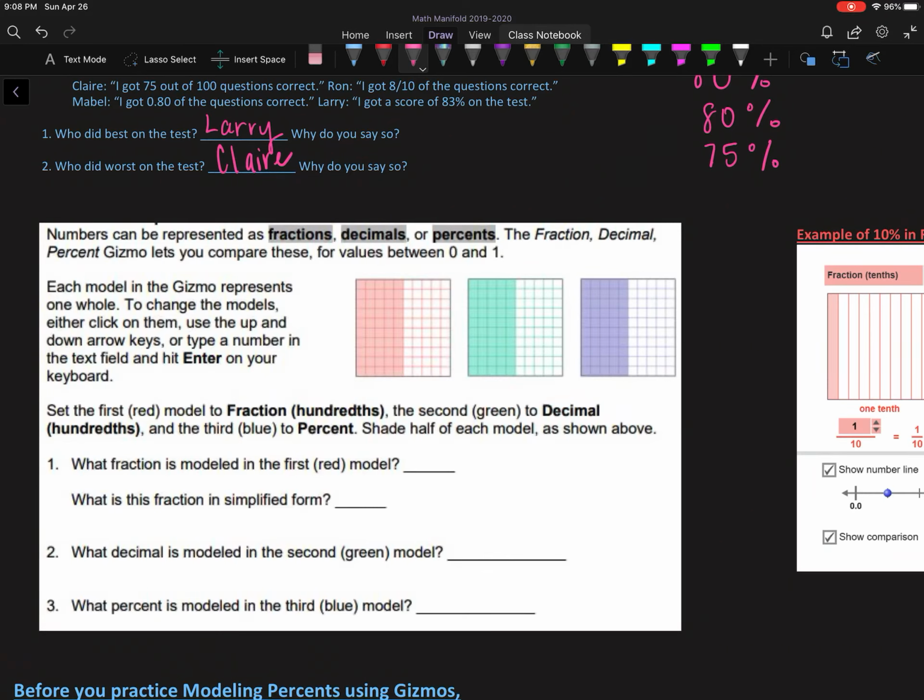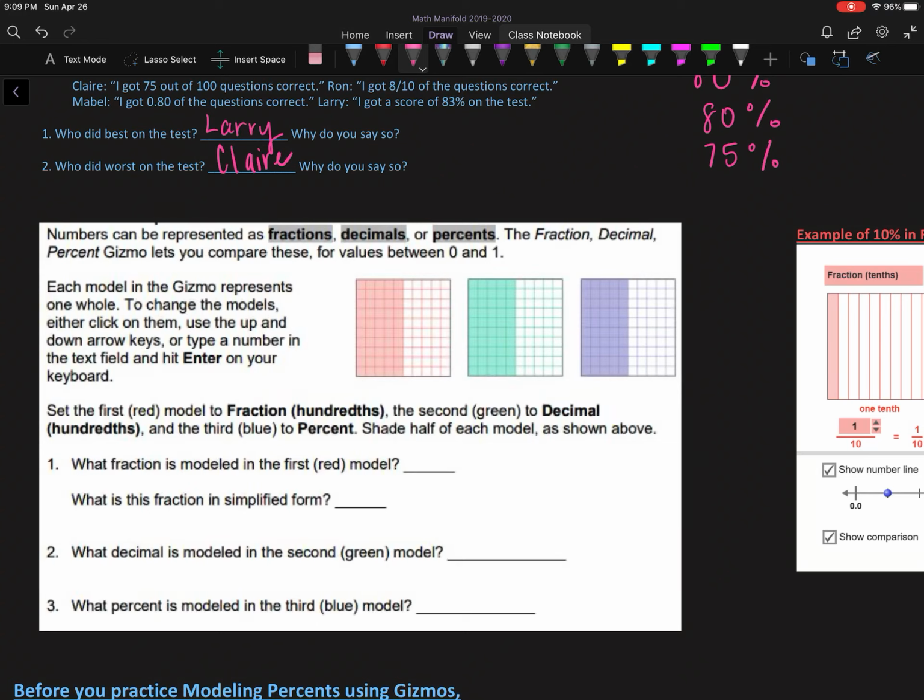Today, you guys are going to do a little task with the site Gizmo. Gizmo has all these different applications that you're going to launch and practice with certain steps. And this is one of those practices before we get there. So numbers can be represented as fractions, decimals, or a percent.